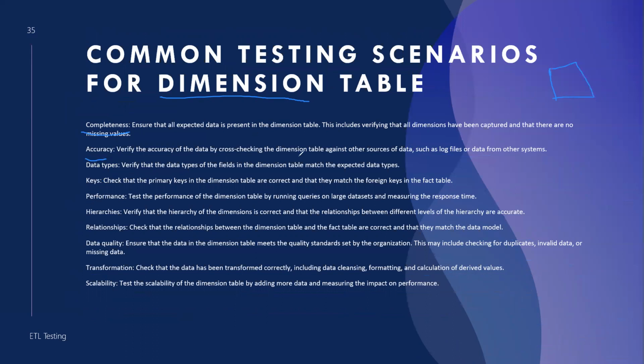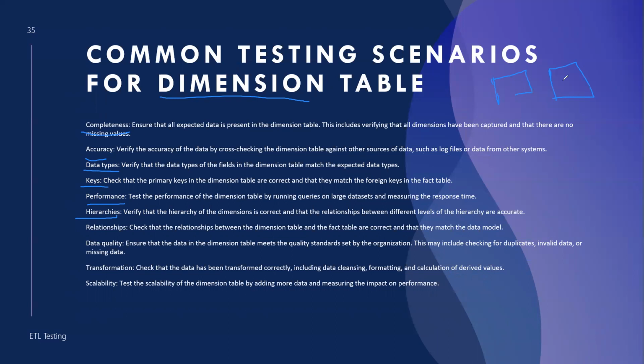Accuracy, again, same thing. It should be accurate across both the systems, like the source and the dimension or target system. When I say data type, again, you have to verify the data types, the keys, the performance. We talked about the hierarchy, basically. That's really important. If there is a hierarchy in the dimension tables, you need to see that the hierarchy is present and properly maintained.